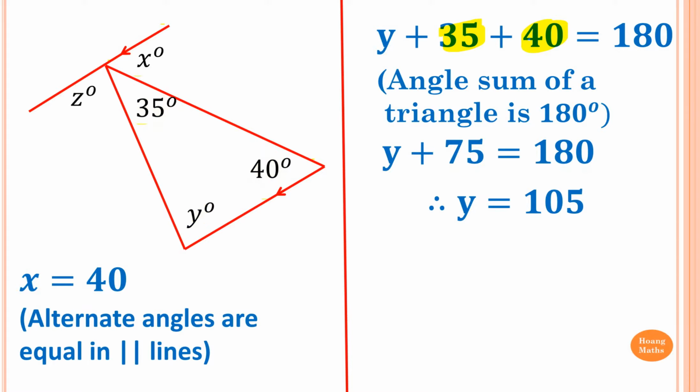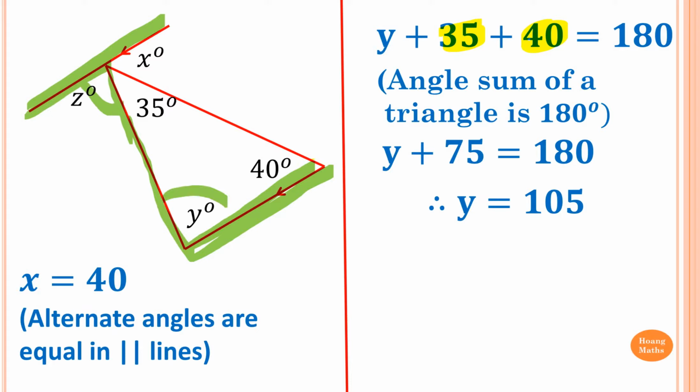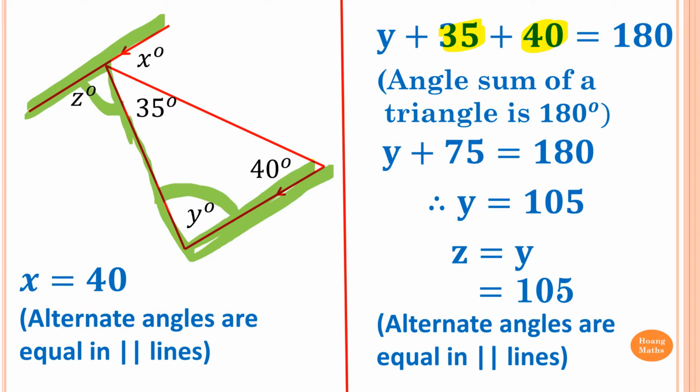Now we can find the value of Z. So Z, if you think about it, this is a Z angle as well, because this line here is parallel to this line. So this angle here and this angle are equal because they are both alternate. So Z is equal to Y, which is equal to 105. And the reason is alternate angles are equal in parallel lines.